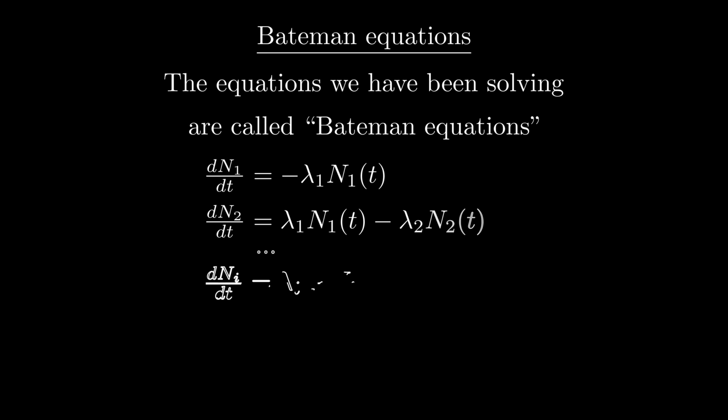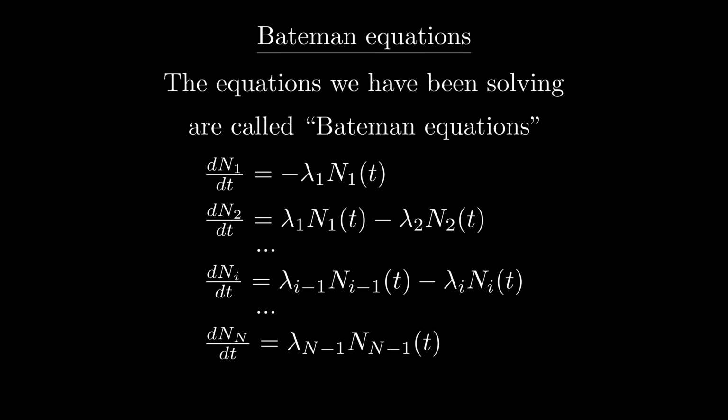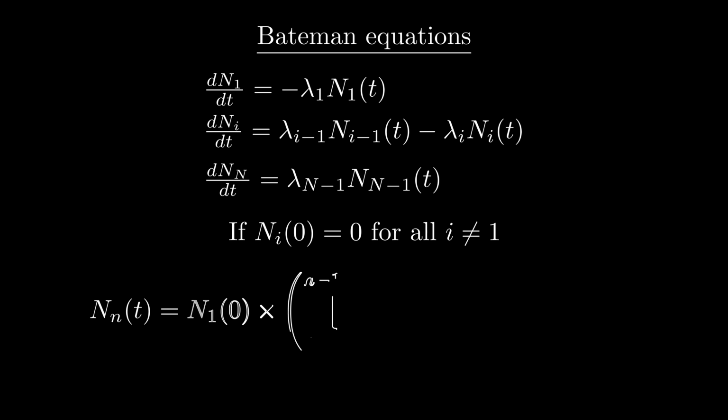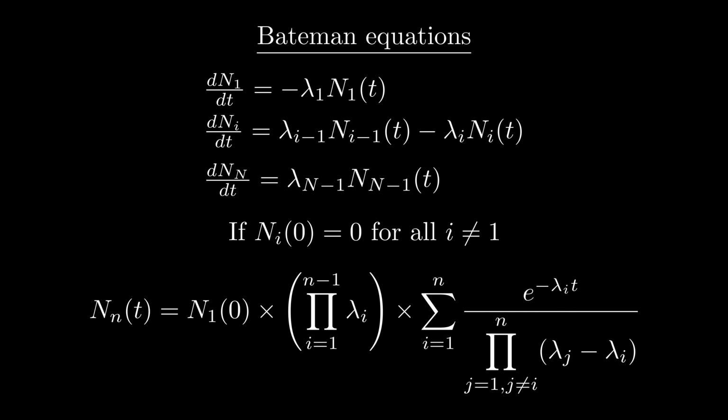These equations we've been solving have a special name. They're Bateman equations. They take on this familiar form, where the value of each of the functions increases as its parent function shrinks and decreases proportional to its own value. And for the special case where all of the initial populations of all of the isotopes except x1 are 0, we actually can get a general solution to the Bateman equations in this unsightly form.